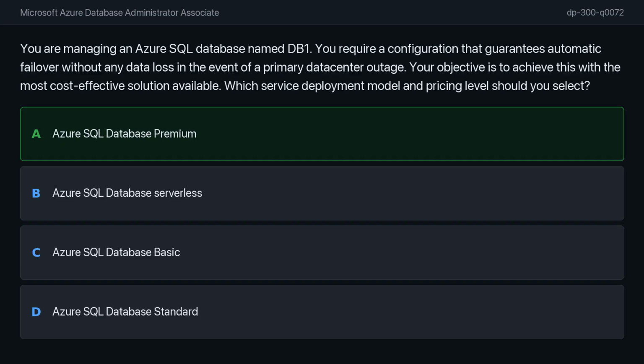Other options like basic and standard tiers generally lack the built-in high availability guarantees necessary for true zone-redundant failover. While serverless is useful for unpredictable workloads, it doesn't provide the same structural failover protections as the premium or business-critical tiers. A helpful exam tip is to always link zone redundancy and zero data loss requirements with the higher performance tiers when evaluating Azure SQL architecture questions.